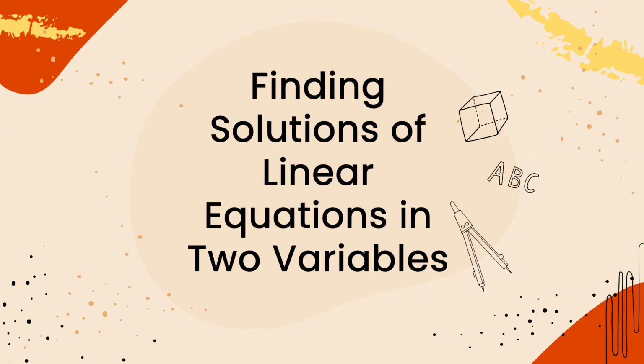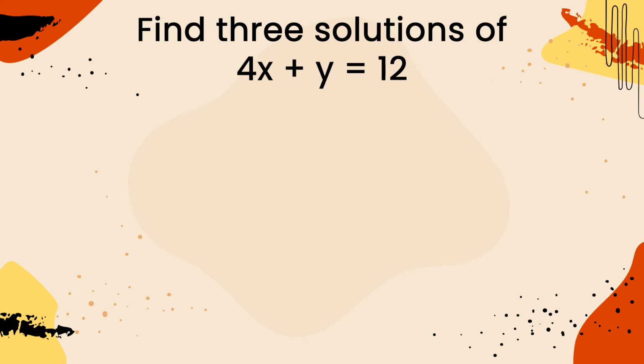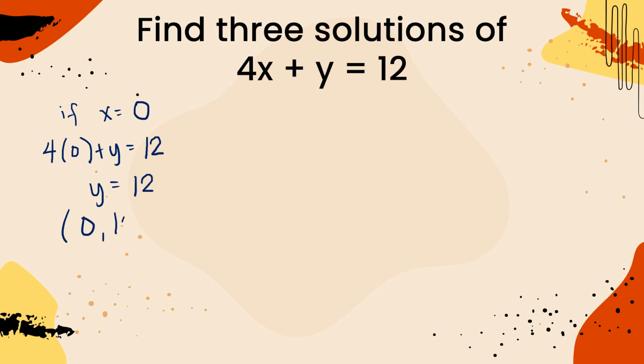This time, we are going to find solutions of linear equations in two variables. So we are tasked to find three solutions of 4x plus y is equal to 12. Let us try if x is equal to 0. So we have 4 times 0 plus y is equal to 12. So therefore, the value of y is equal to 12. So ano na ang ating ordered pair? We have 0, 12.